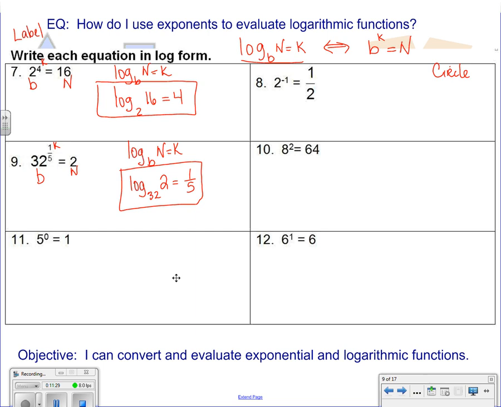Let's try the circle method. The circle method, remember, we always start with the base. The base does not change. The base stays the base. So if I start with the base, this is my base. This time I'm rewriting it log base 2. And I'm going to do the same method. I go across. It tells me what I'm taking the log of. And then it's equal to the exponent, -1.